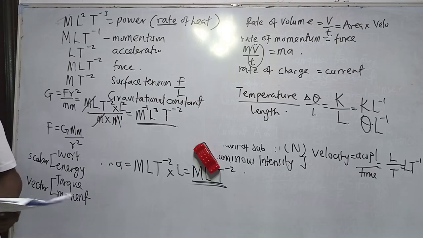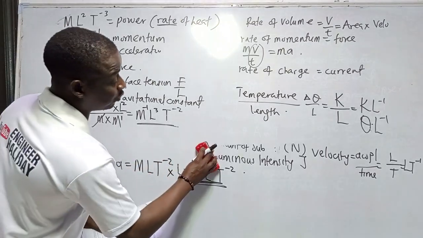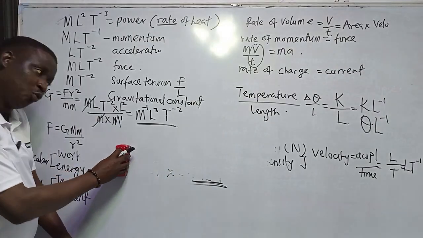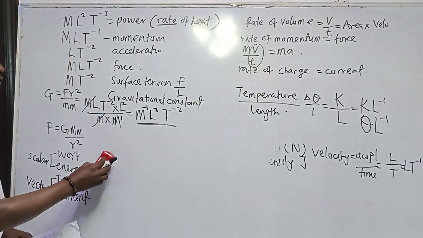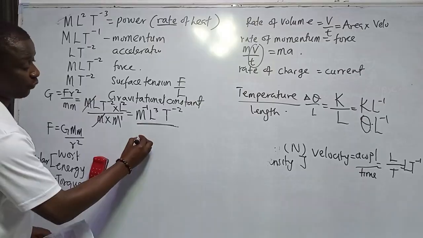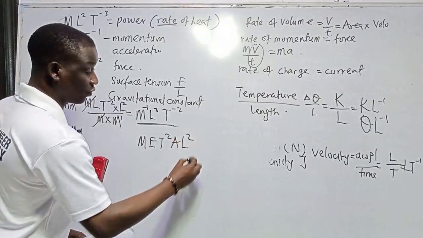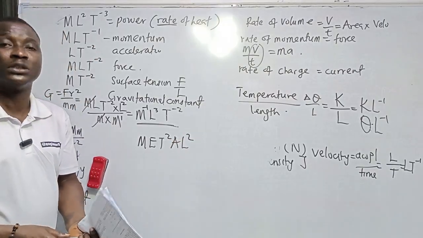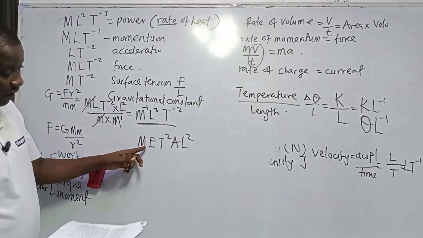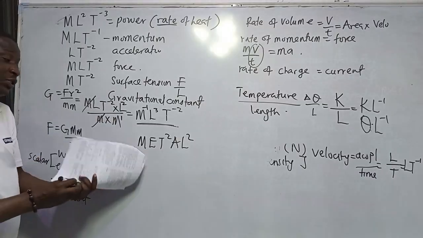And D, luminous intensity. So the answer to that question is luminous intensity. Excellent. Because why? The shortcut for this one is what? Take note, we don't play with shortcuts here. If you know the shortcut is a sin, no need to take it. What is the shortcut of that one?